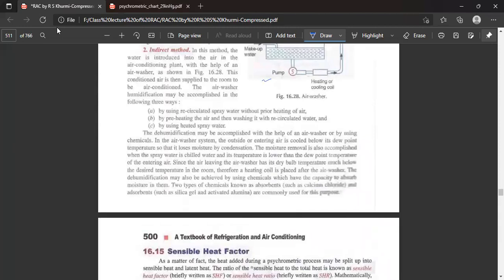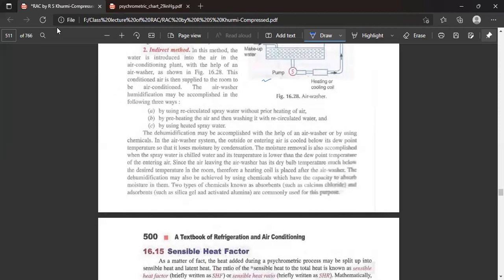The dehumidification may be accomplished with the help of an air washer or by using chemicals. In the air washer system, the outside or entering air is cooled below its dew point temperature so that it loses moisture by condensation. The moisture removal is also accomplished when the spray water is chilled, when its temperature is lower than the dew point temperature of the entering air. The air leaving the air washer has its dry-bulb temperature much below the desired room temperature. Therefore, a heating coil is placed after the air washer. The dehumidification may also be achieved by using chemicals which have the capacity to absorb moisture. Two types of chemicals, known as absorbent and adsorbent, are generally used for this purpose.